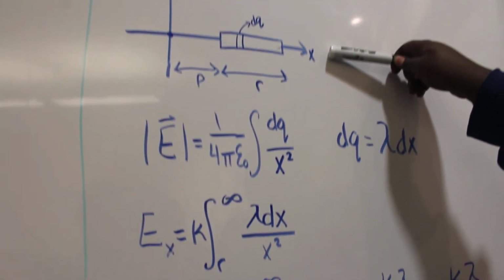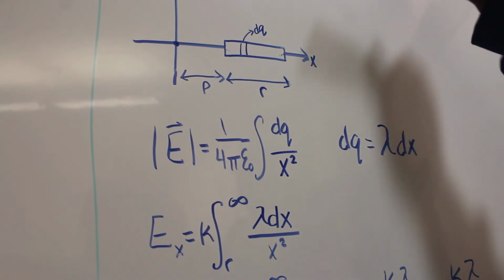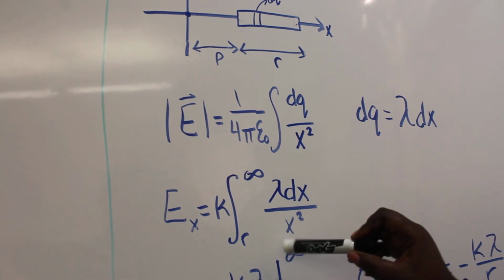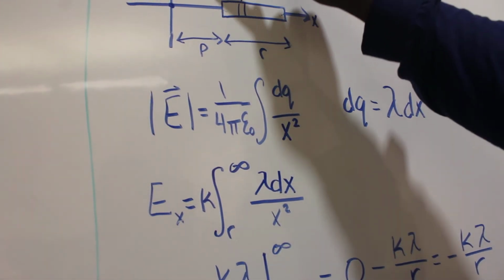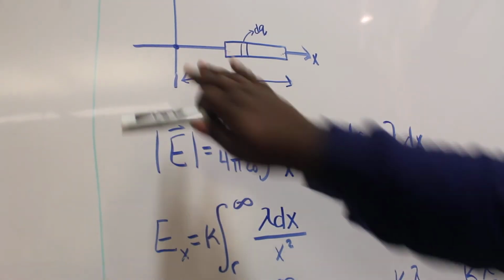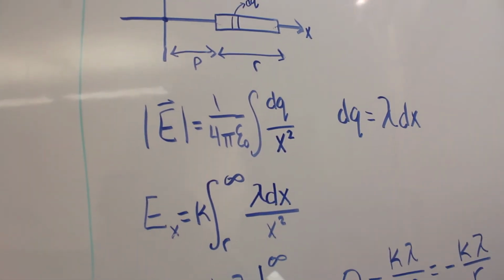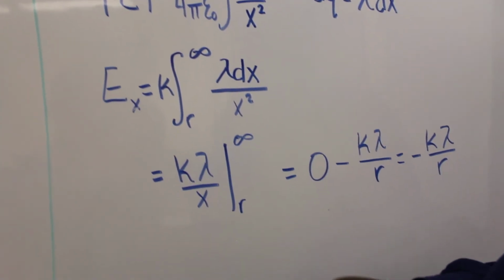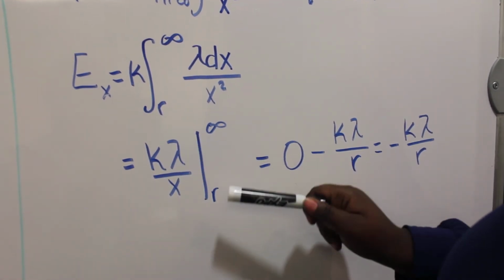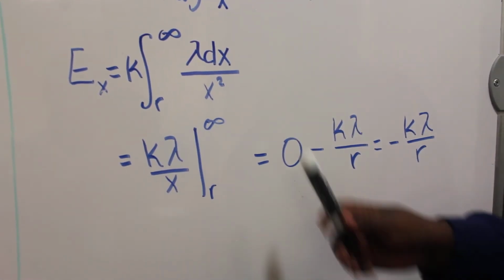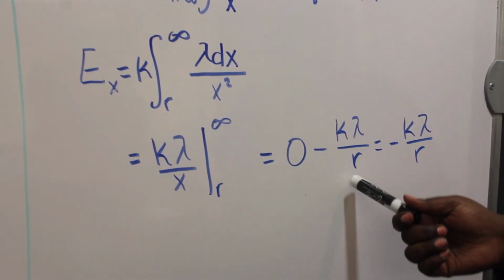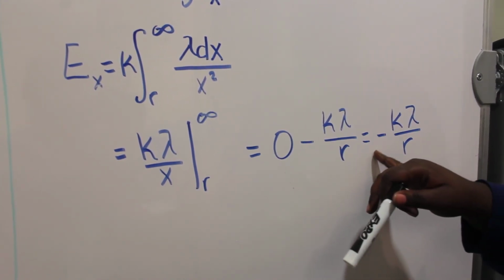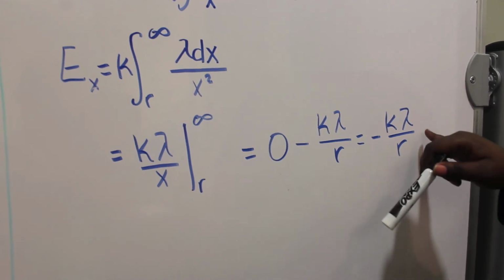As you can see, the line is residing only on the x-axis, so there is no y component to look at. So our x component, again, too lazy to write all of this out, it's just k times the integral from r, which is where it starts because everything before this was done in our semicircle part, to infinity, which was given to us in the problem that it goes on forever, of lambda dx over x squared. When we take the integral of that, we get k times lambda over x integrated from r to infinity. When you put infinity on the bottom, you get 0, minus k times lambda over r. So in the end, you get negative k times lambda over r.